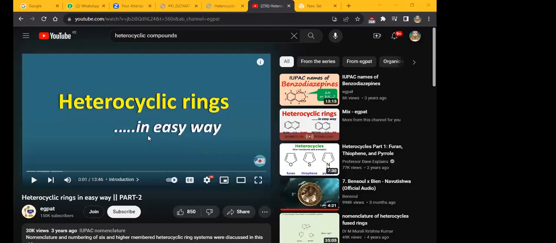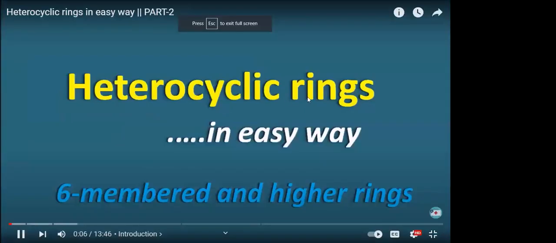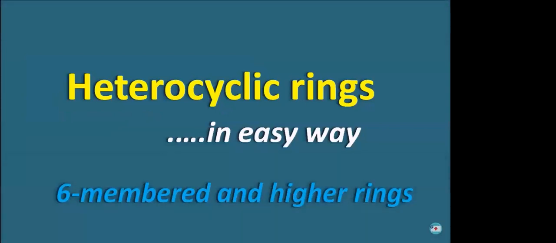Let's finish the second part of these rings, naming them from now the 6th and the rest. Discuss 6-membered and higher heterocyclic rings in an easy way. In our previous video, we discussed the 3-membered to the 5-membered heterocyclic ring systems and their nomenclature. Today we will discuss the 6-membered and higher ring systems, their nomenclature, and how we can give the numbering to these heterocyclic ring systems.